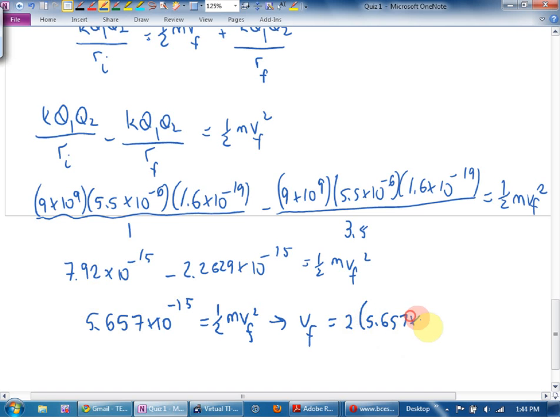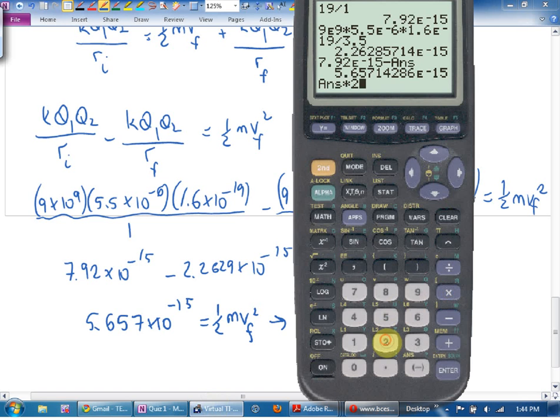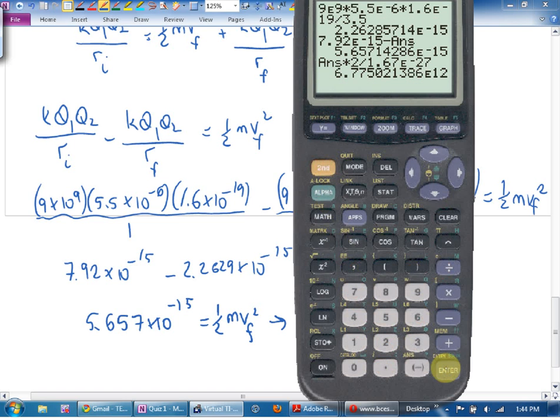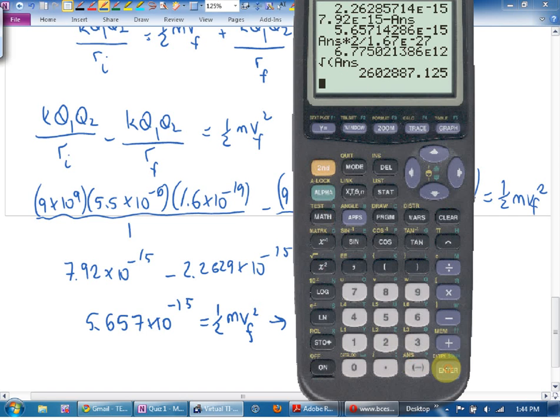How would I move the mass over? Divide. Hey, what is the mass of a proton? Times 10 to the negative what, Aaron? And then to get rid of a squared, square root. This number times 2 divided by 1.67 times 10 to the negative 27. Enter. Square root. And do you get 2.6 times 10 to the 1, 2, 3, 4, 5, 6? People are nodding. Woohoo!